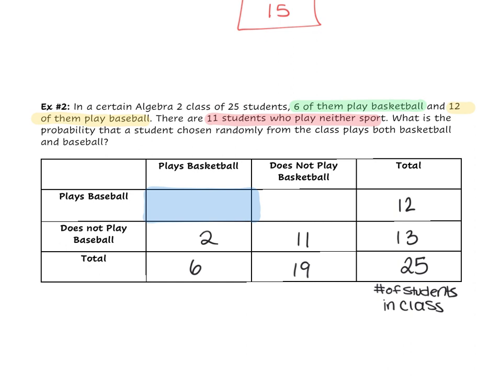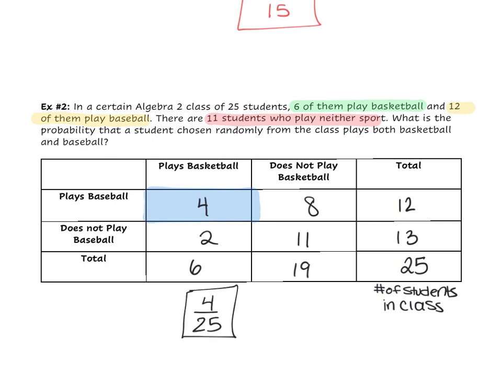And we know that the total number that do not play basketball is 19, so 11 plus what adds up to 19, so that's 8. And then last but not least, 8 plus this must add up to 12. So 8 plus 4 gives me 12. So the probability that a student plays both baseball and basketball is right here, 4 out of the grand total of 25. And that is your probability.